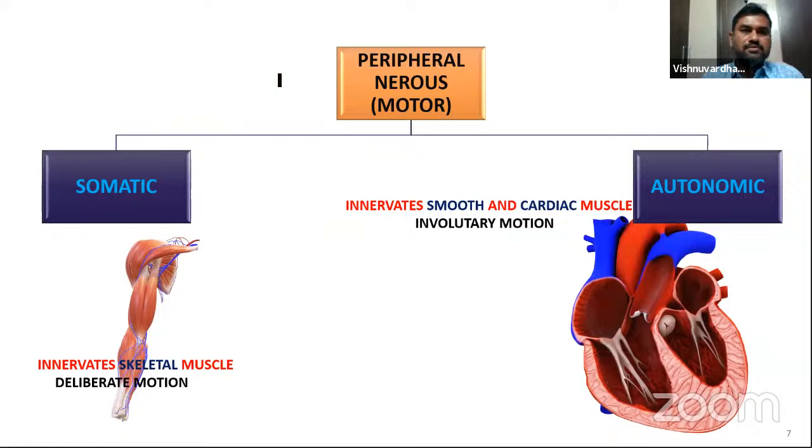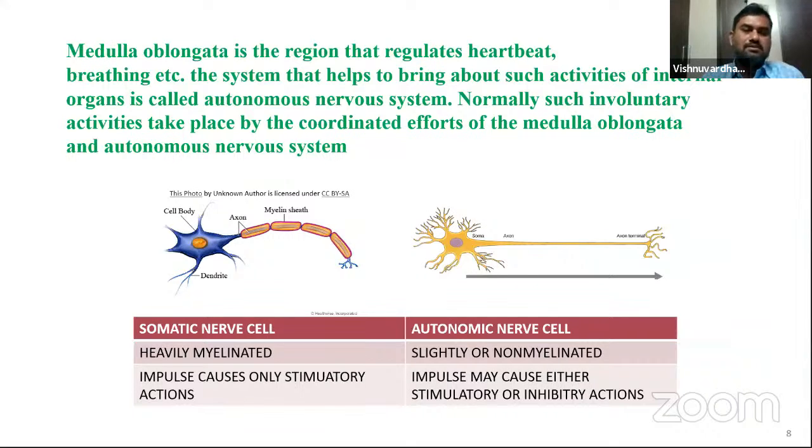These are the differences between somatic nerve cell and autonomic nerve cell. You can observe the differences by seeing these diagrams. In earlier classes, you have learned that the medulla oblongata is the region that regulates heartbeat, breathing, etc. So, the autonomic nervous system and this medulla oblongata coordinate these autonomic actions. The system that helps to bring about such activities of internal organs is called the autonomic nervous system. Normally, such involuntary activities take place by the coordinated efforts of the medulla oblongata and autonomic nervous system.